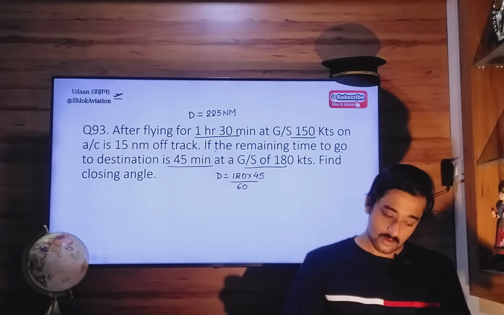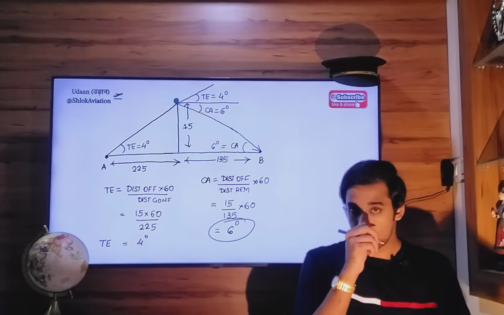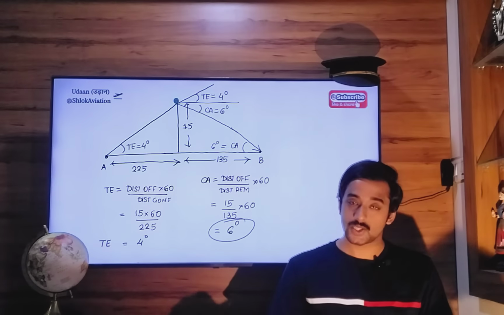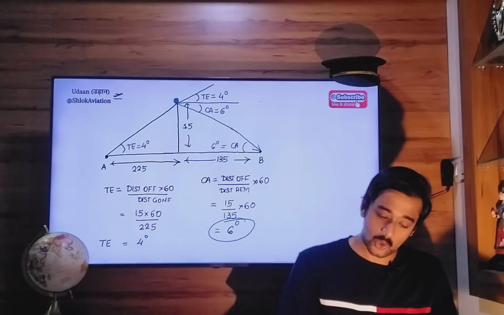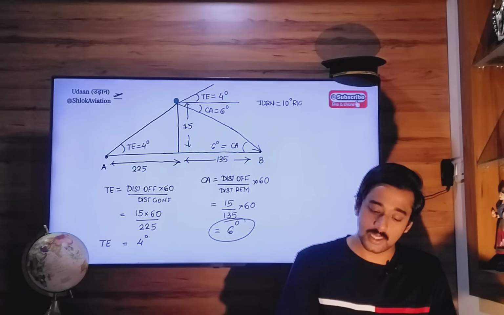So closing angle is 6 degrees. This is your final answer. Okay, so closing angle is 6 degrees. Your aircraft will have to turn a total of 10 degrees to the right hand side to go to its destination directly.